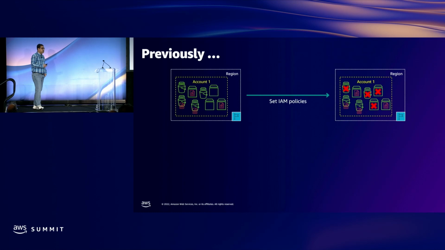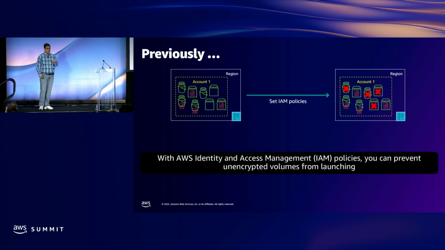Customers would set up IAM policies to prevent their internal customers from launching unencrypted volumes or snapshots. Another thing that we've seen customers do is take unencrypted volumes, snapshot those, copy those to an encrypted volume, and attach that encrypted volume to make sure that nobody has unencrypted snapshots or volumes. So we looked at this workflow, and we thought this was pretty complicated.